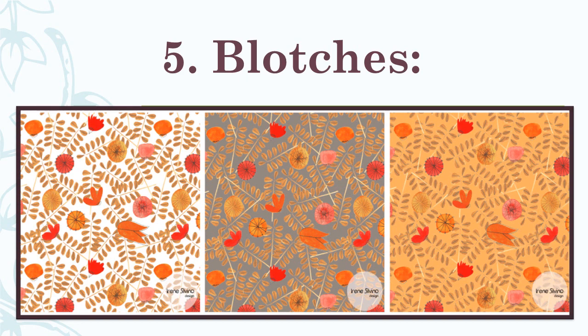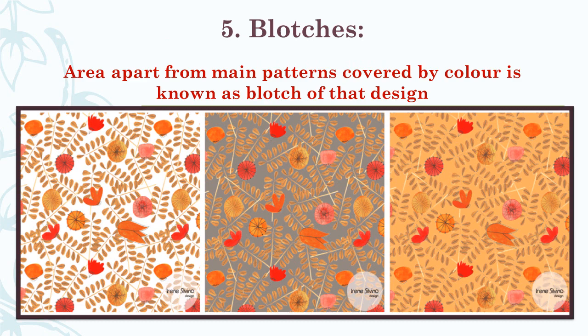So what exactly is meant by blotches? The area apart from main patterns covered by color is known as blotch of that design. Here, apart from the main patterns, the leafy floral patterns are the main patterns of the design, right? So the area apart from the main pattern, if we want to carry out printing of that part also, that will be known as blotch for that particular design. And all the time let me tell you that blotch will have comparatively more coverage.